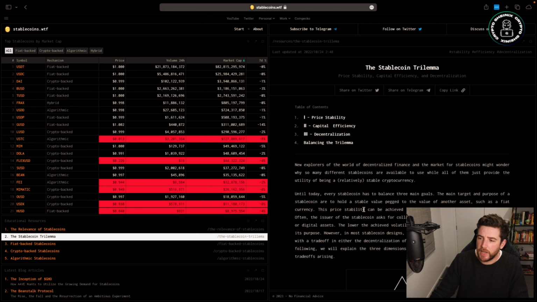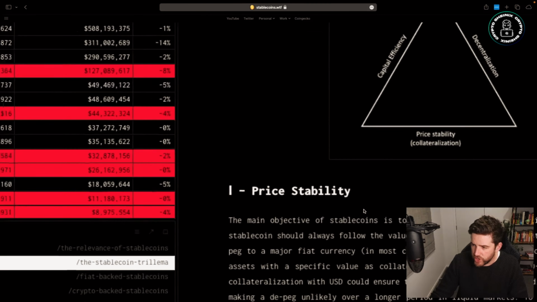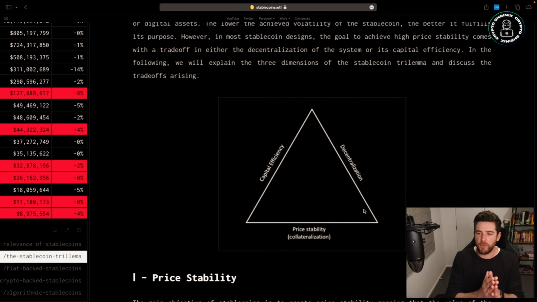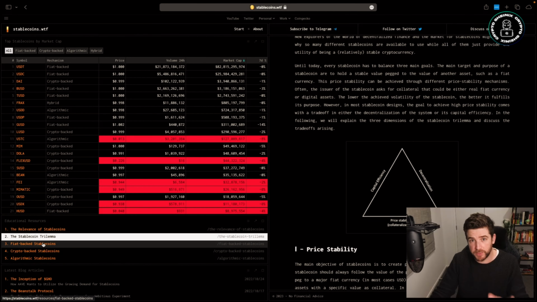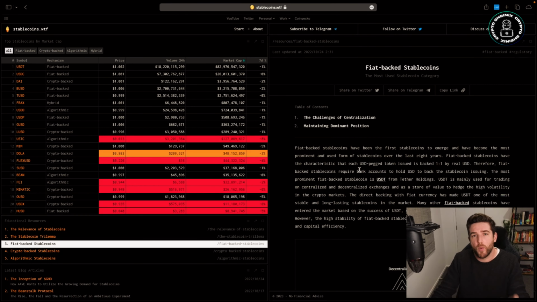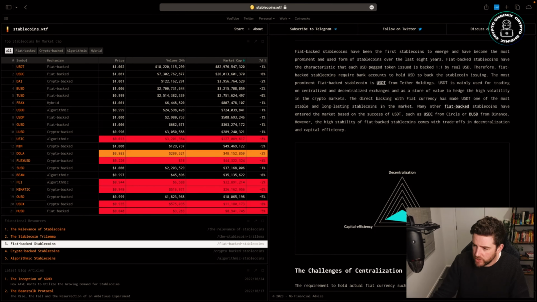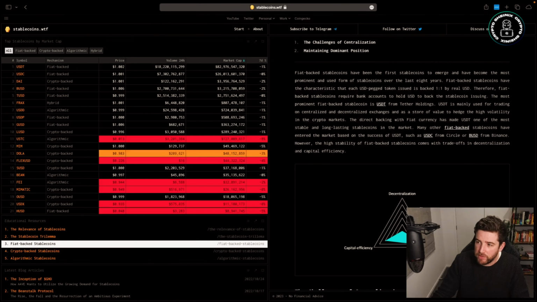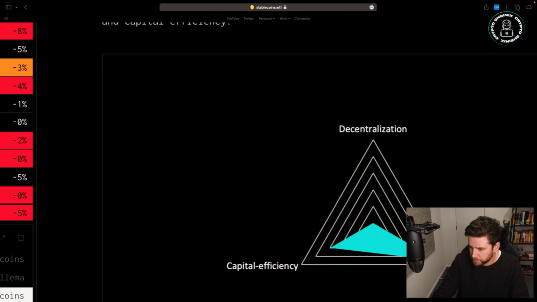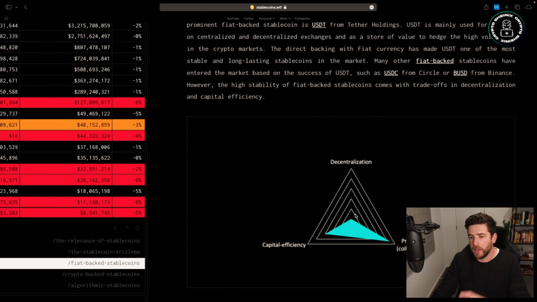The Stablecoin Trilemma is basically this triangle that you can see, on which we have capital efficiency on one side, decentralization on another side, and price stability or collateralization on the other side. The trilemma says that you can only have two of those sides and you will lack the third one. So when we think about the different types of stablecoins, we can see where each one fits. In this case, for example, we are talking about the fiat-backed stablecoins, and we can see the profile here of a fiat-backed one.